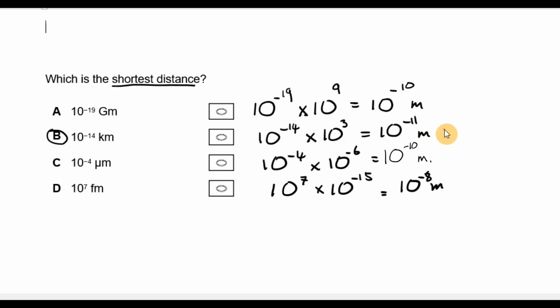So which is the smallest value? 10 to the minus 11 meters.